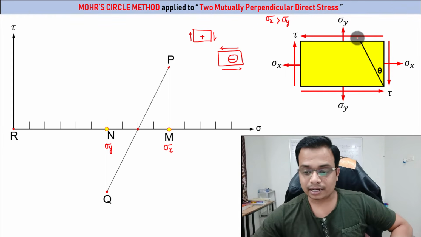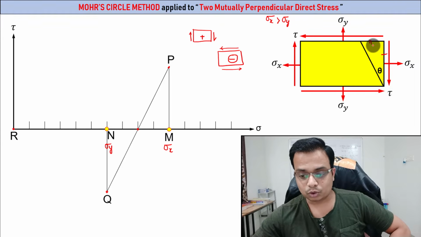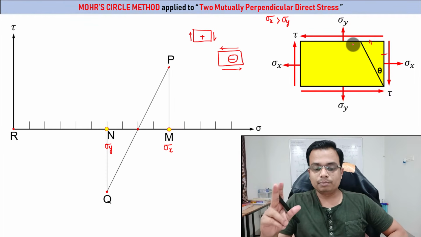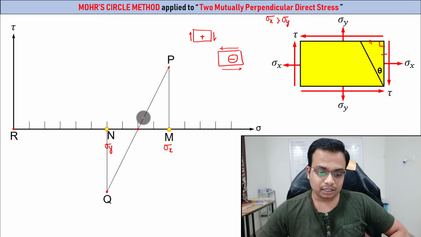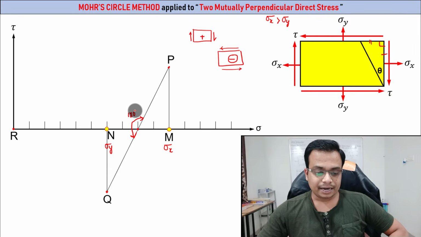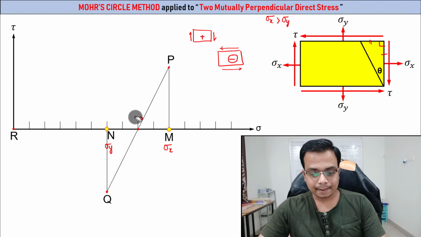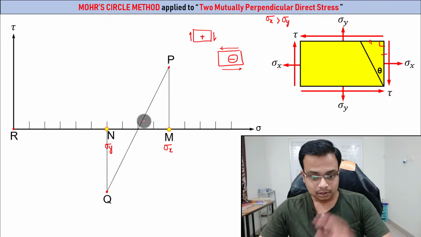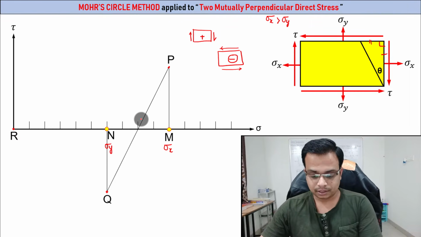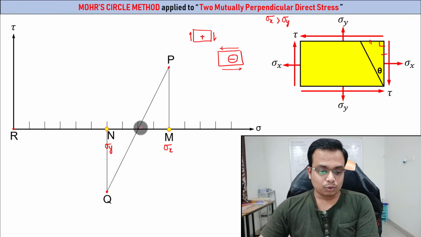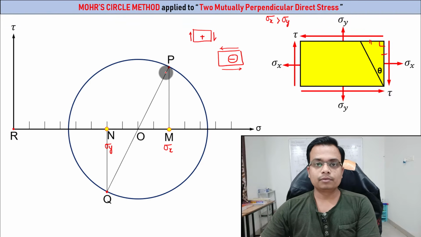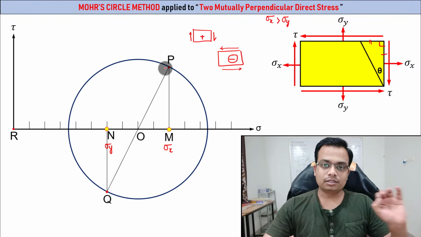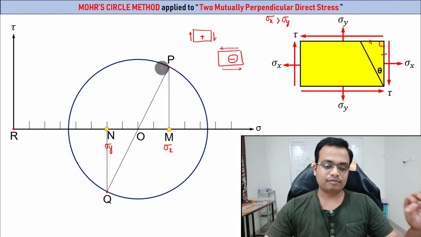OP and OQ are these two planes. This is OP and this is OQ. Remember, two perpendicular planes. Here they have been separated by an angle of 90 degrees, but in the Mohr circle they are separated by an angle of 180 degrees. So that's the entire idea. Let's get back to business. Fine. So with OP as the radius, draw a circle. That's the Mohr circle. Once it is drawn, you can calculate all the stuff very easily.